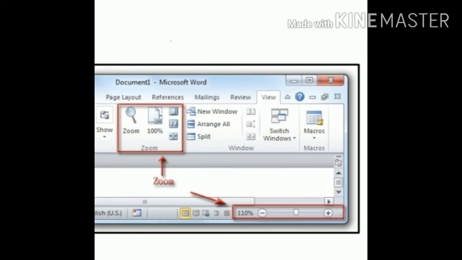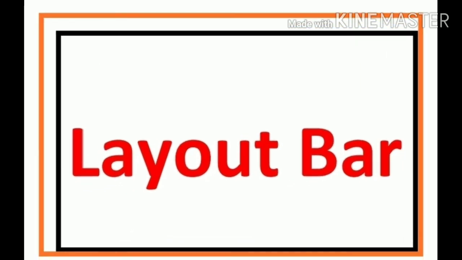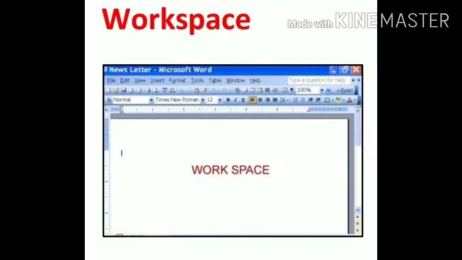Then layout bar. The layout bar is located on the bottom right side of the window just before the zooming slider. It helps you to determine on which layout the current page should appear. There are 5 layout views, namely print layout, full screen reading, web layout, outline and draft. Then next one is workspace.